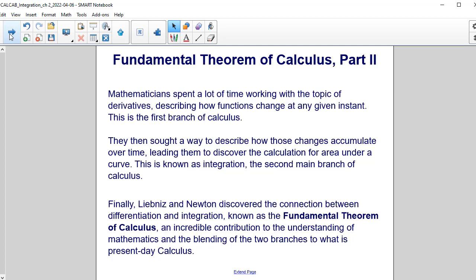Finally, Leibniz and Newton discovered the connection between differentiation and integration, known as the fundamental theorem of calculus, an incredible contribution to the understanding of mathematics and the blending of the two branches to what is present-day calculus.